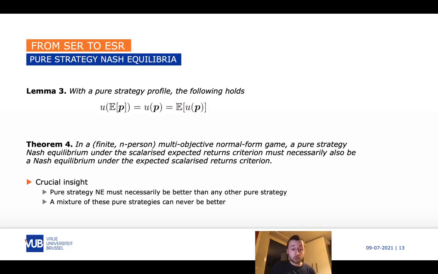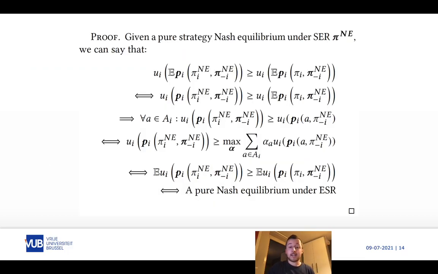And that brings us then to theorem 4, which says that if you have a multi-objective normal form game, then a pure strategy Nash equilibrium under the SCR criterion must necessarily also be a Nash equilibrium under the ESR criterion. And the crucial insight to arrive at this is that, well, if you have a pure strategy Nash equilibrium, that must necessarily be better than any other pure strategy. But then it must also be better than a mixture of these pure strategies, because a stochastic mixture can never be better. And I show the proof here.